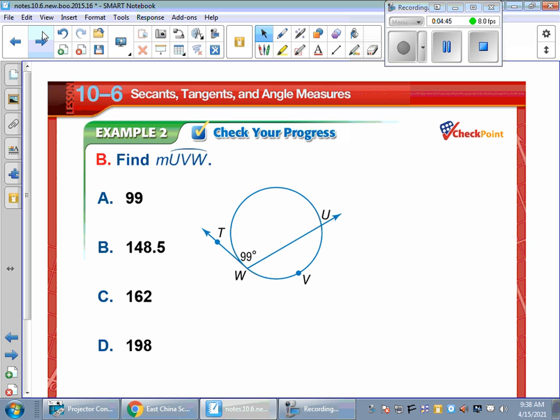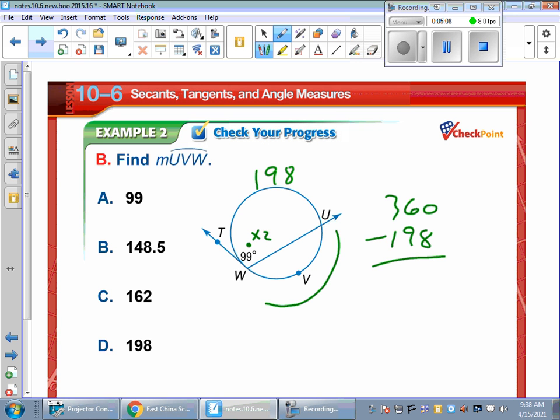They want the measure of arc UVW. So they want this arc. They give you this angle. So you kind of do the opposite of what you did before. They give you the angle, so you multiply that by 2 to get the arc, and that means that this arc is 198. How do you find the other arc? 360 minus 198. 360 minus 198 gives us a final answer of 162.